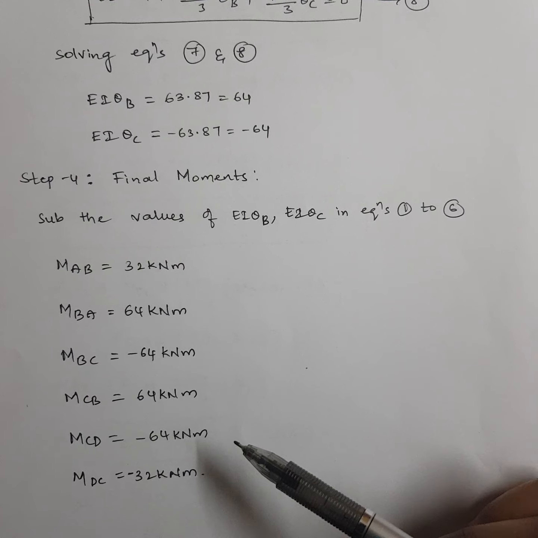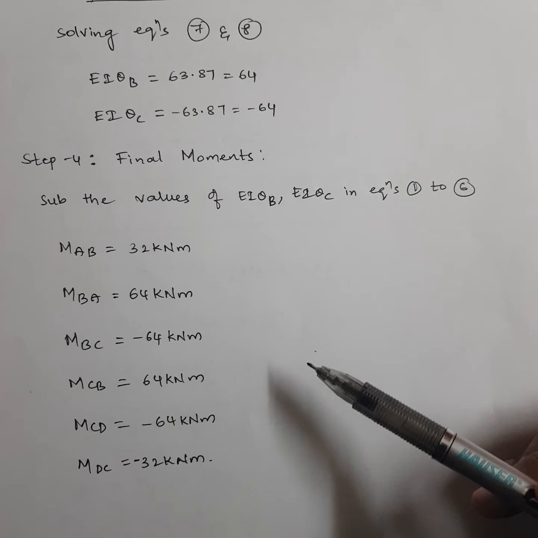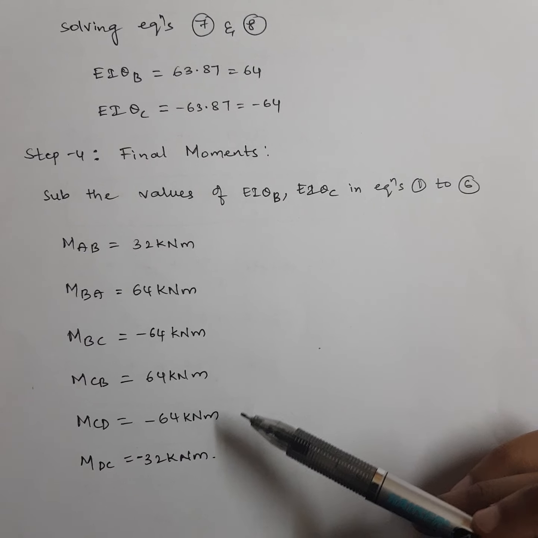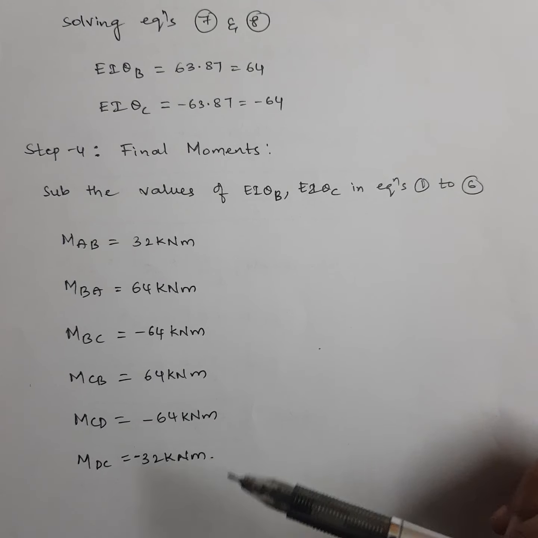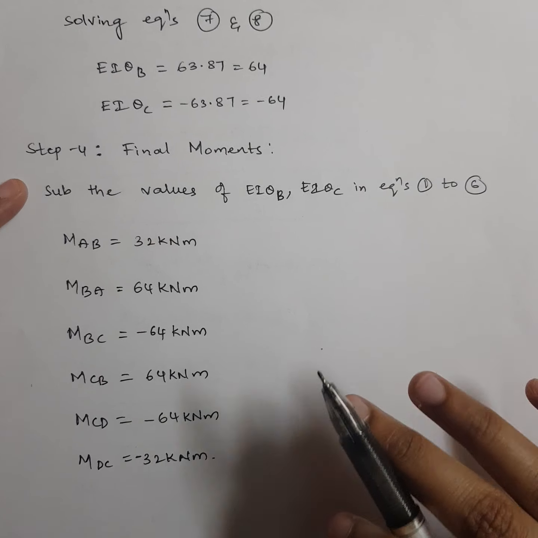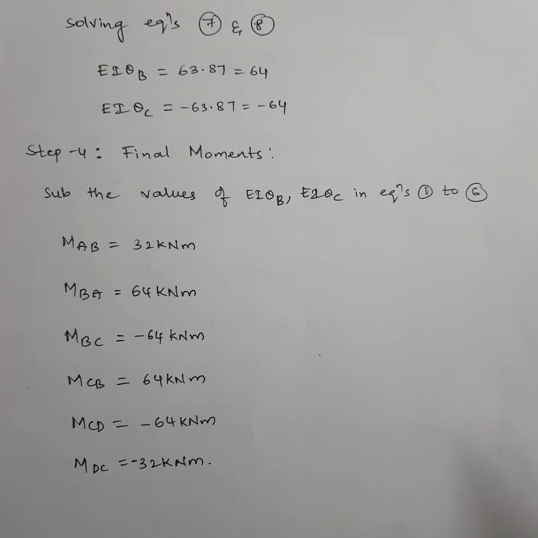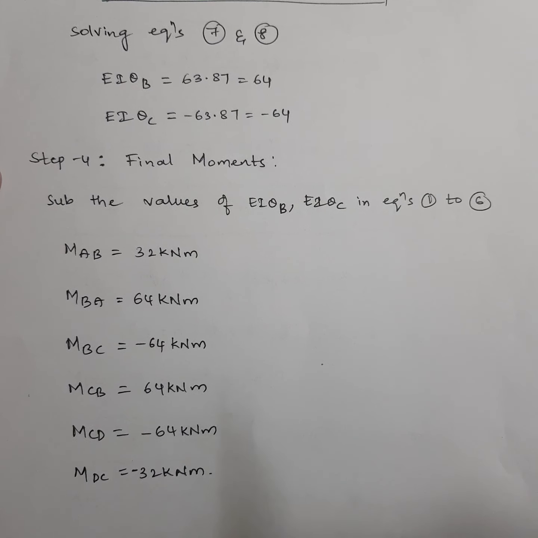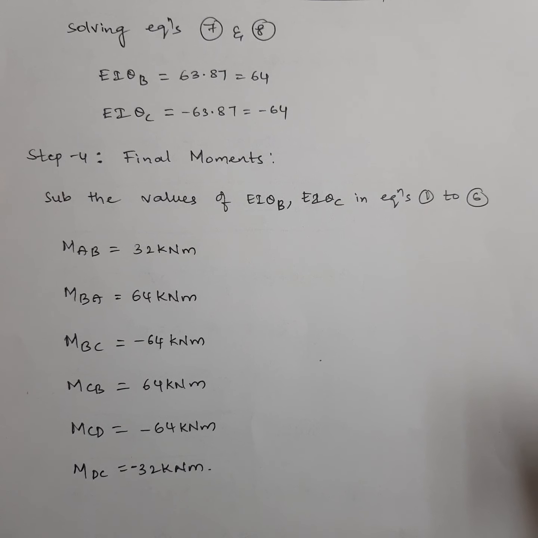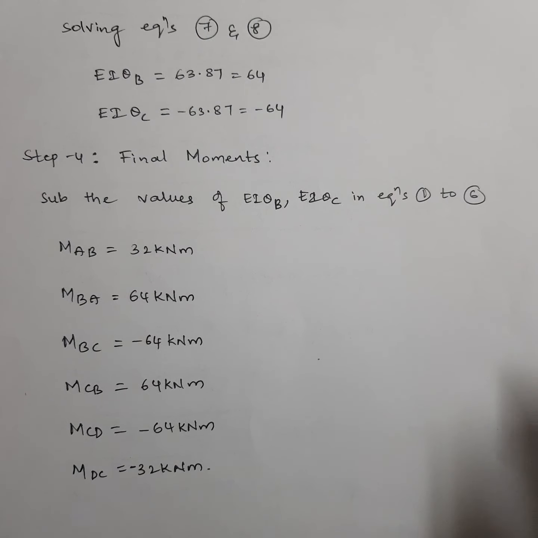Here also our MDC must be negative. Why? Since we are taking it in anticlockwise direction, MCD should be positive, but here we got both negative. Here we got both positive and here we got both negative. Now after the calculation of final moments, we have to start drawing the bending moment diagram. As I've told you, I'll show you how to draw the bending moment diagram. Also let's see how to calculate the reactions.